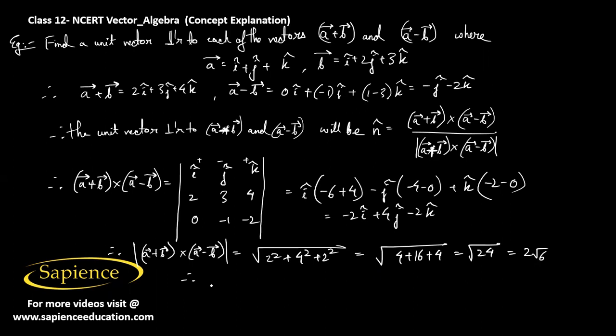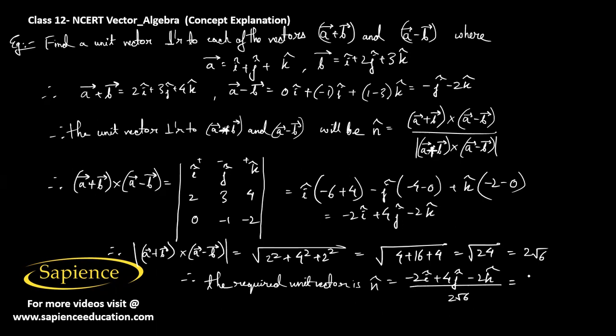Therefore the required unit vector n cap is equal to minus 2 i cap plus 4 j cap minus 2 k cap divided by 2 root 6. So that will be equal to, we can write, minus 1 by root 6 i cap plus 2 by root 6 j cap and then minus 1 by root 6 k cap. So this is the final answer.